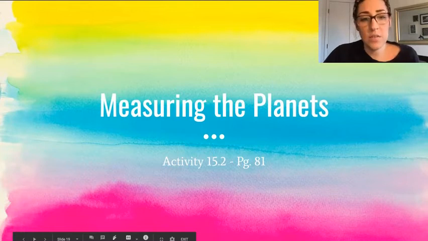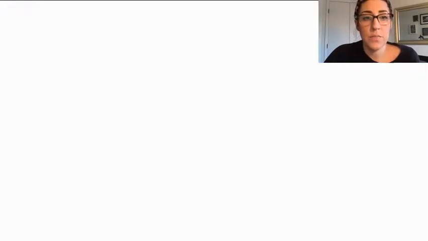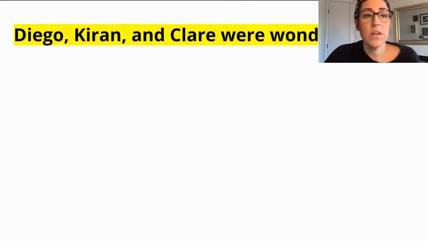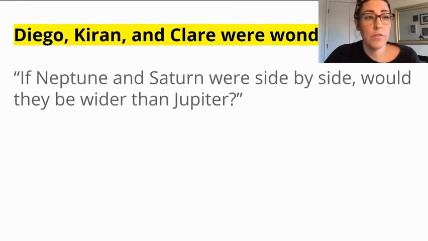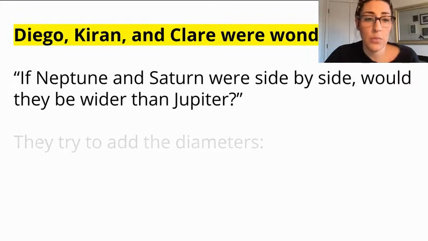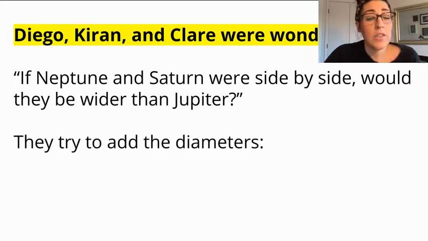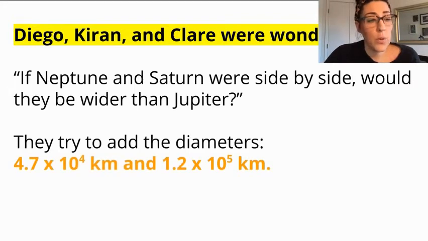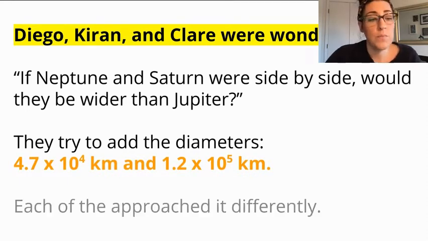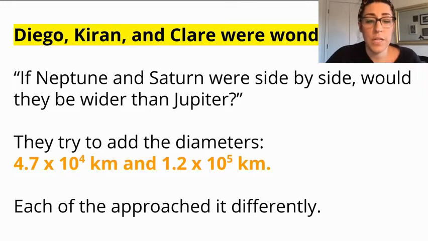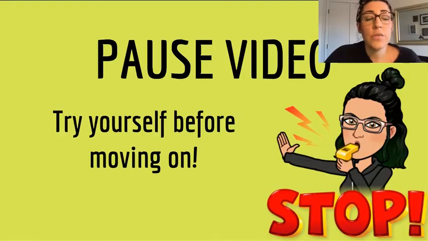In our next activity, measuring the planets, Diego, Kieran, and Claire were wondering the following. If Neptune and Saturn were side by side, would they be wider than Jupiter? They try to add their diameters together, which are 4.7 times 10 to the 4th and 1.2 times 10 to the 5th. Each of them approached it differently. Pause here to read through each of their approaches, and then we'll come back to discuss whether or not their approaches work.